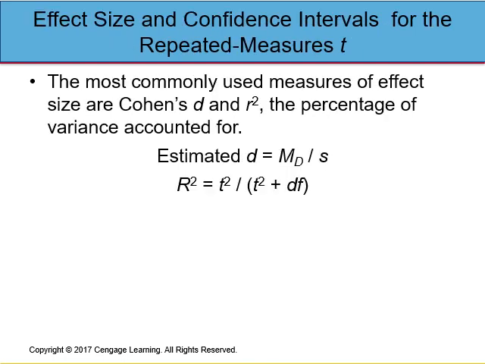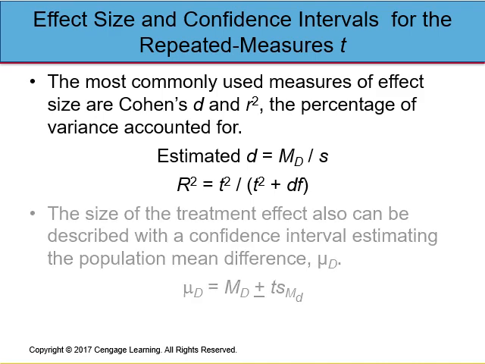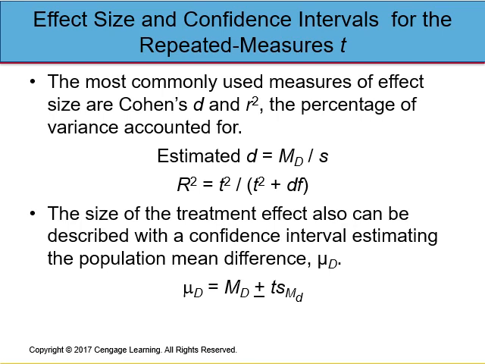When we talk about effect size, we use Cohen's d and r squared, same as we did before. d is equal to M sub D over s, and r squared is equal to t squared over t squared plus df, same as the previous chapters. The size of the treatment effect can also be described with a confidence interval. Again, same type of equation, except instead of M, you have M sub D, plus or minus t times s sub M sub D. Same exact equations, we're just using column D to find our answers instead of X.